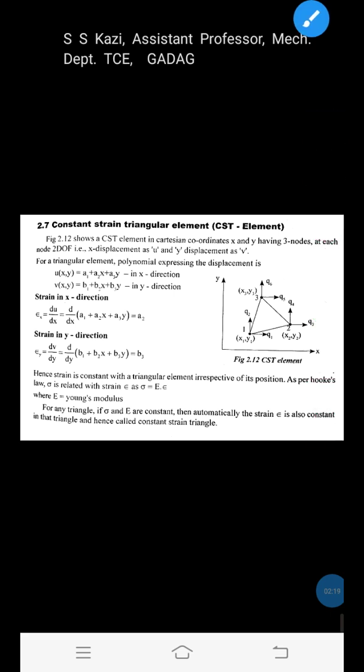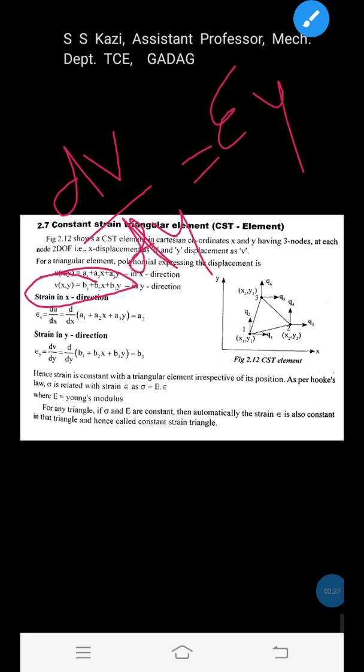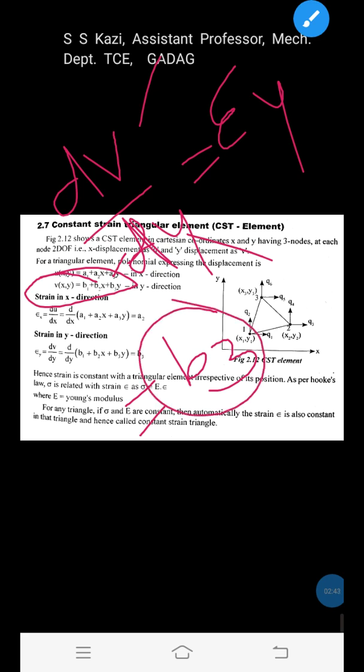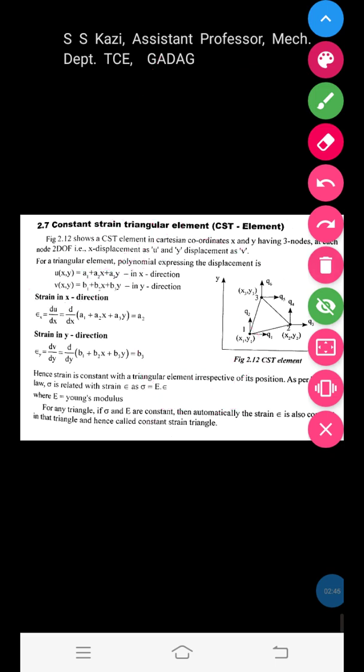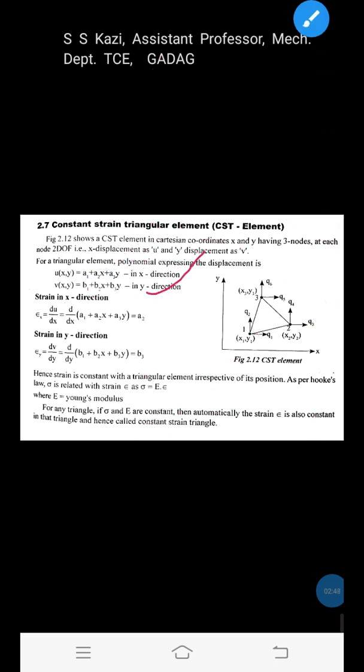Now if you differentiate v with respect to y, dv by dy is the strain in y direction. Differentiating b1 plus b2x plus b3y with respect to y, we will get b3, which is a constant. Hence strain in y direction is also constant. Hence we got strains as constant for a 3-noded triangular element, so it is a constant strain triangular element.